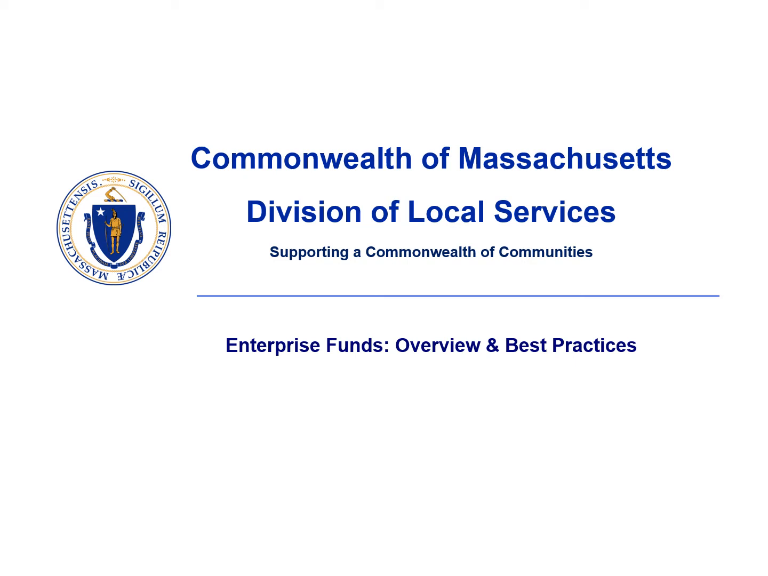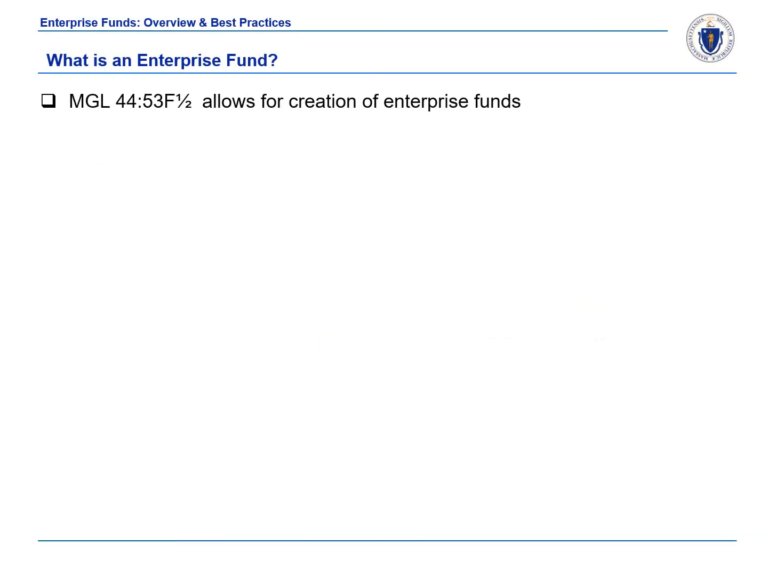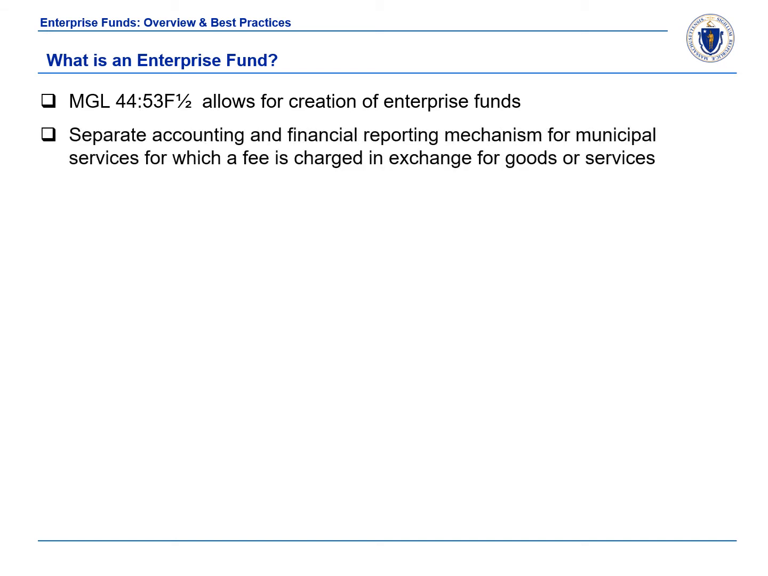Welcome. This presentation will provide an overview of enterprise funds and how they can be a tool for understanding the costs of running a business-like operation. Massachusetts General Law, Chapter 44, Section 53F1/2, allows for the creation of enterprise funds. This allows communities to maintain a separate accounting and financial reporting mechanism for a broad range of municipal services.